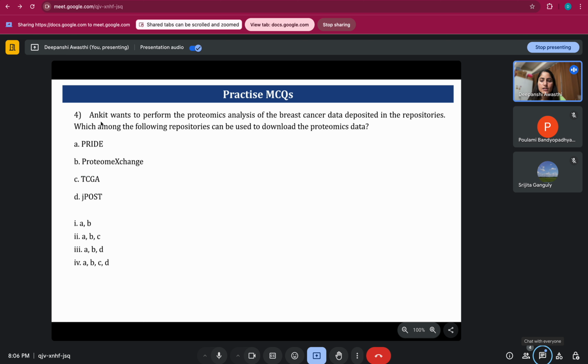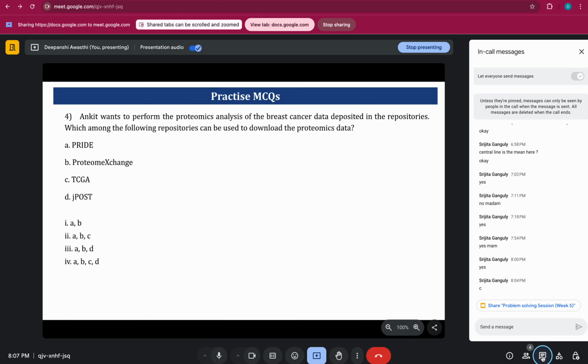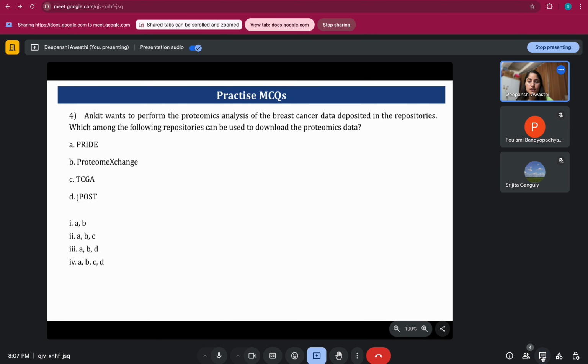Now the next, or the last, question is: Ankit wants to perform proteomics analysis of breast cancer data, and it is deposited in repositories. Which of the following can be used to download the proteomics data: PRIDE, Proteome Exchange, TCGA and JPOST? So now you have to tell which of the following repositories he can use to download the proteomics data. I think this was also in your assignment, I'm not sure.